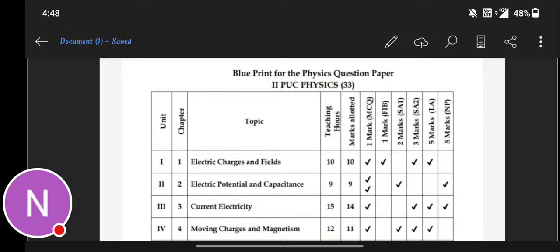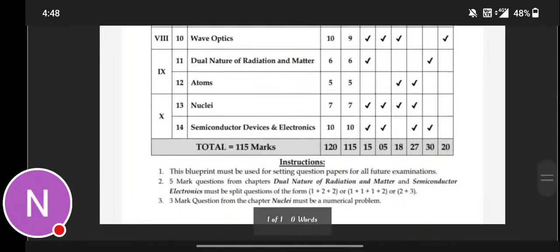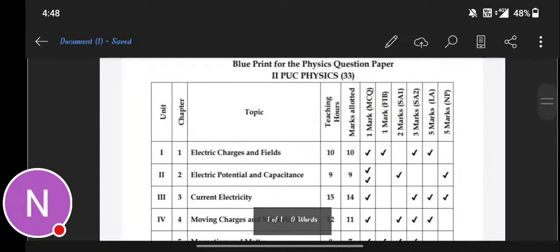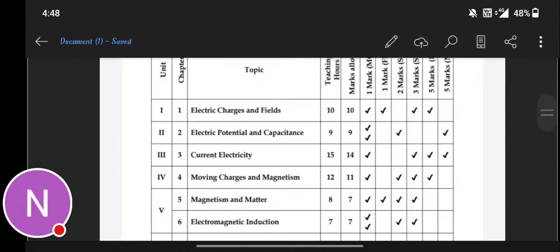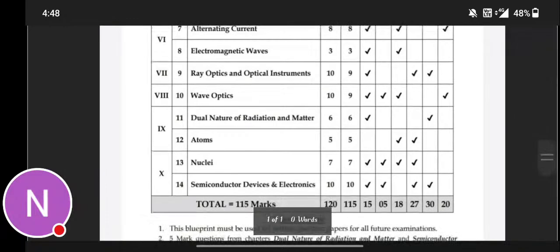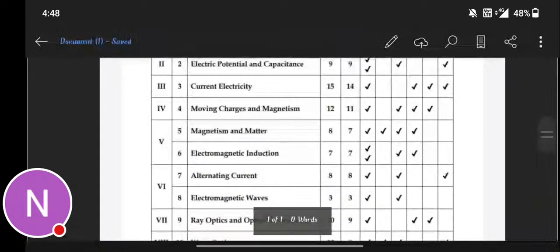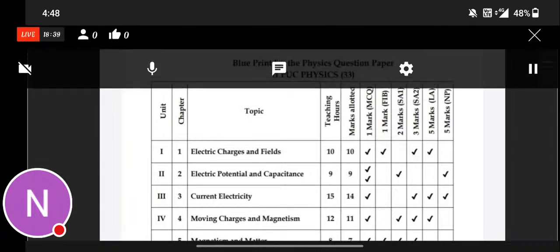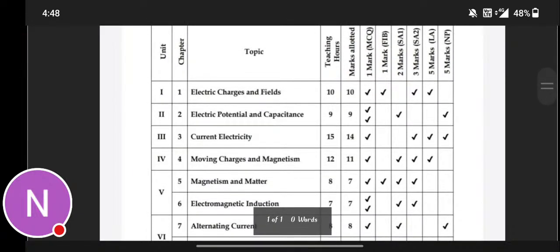For them, I am saying which option is easy for you, because current electricity, moving charges and magnetism, semiconductors, some of the explanation is there, but it is also a little bit difficult. And here 3 chapters are also more difficult for you. So better to choose electric charges and fields, electric potential and capacitance, current electricity, these chapters, and third, electromagnetic waves, 3 marks. It is an easy chapter. You will get only 3 marks from that chapter. So if you choose these 4 chapters, you may get more marks. Means you will not just get passing marks, you will get more marks.